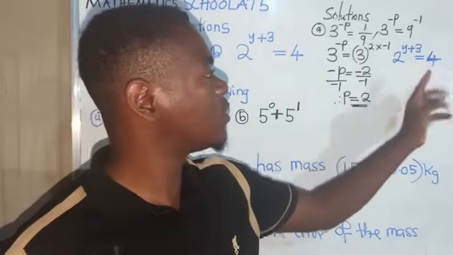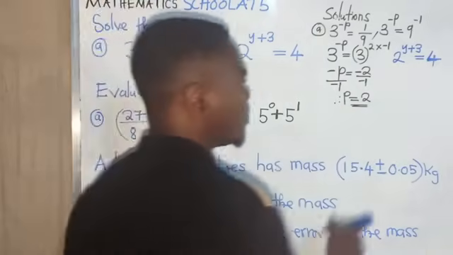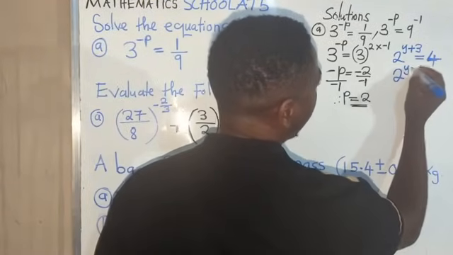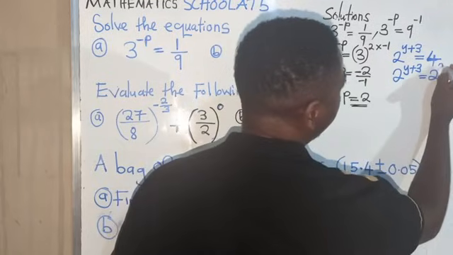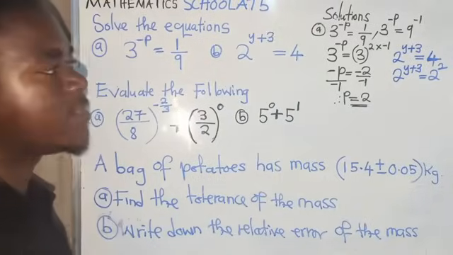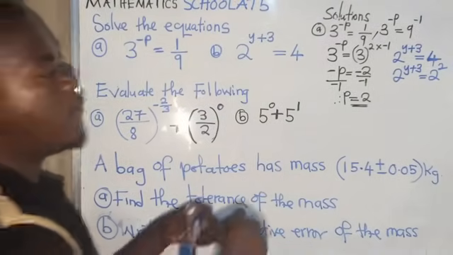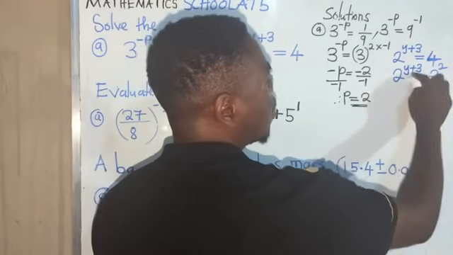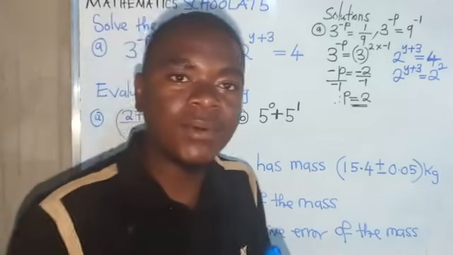So what I'm going to do, this is 4. How can I write 4 in base 2? So I've got 2 to the power y plus 3, which is just the same as 2 to the power 2. It is just one and the same. So 2 to the power 2 is just the same as 4. At this point now, I just need to equate the powers. So it is just a matter of equating the powers.